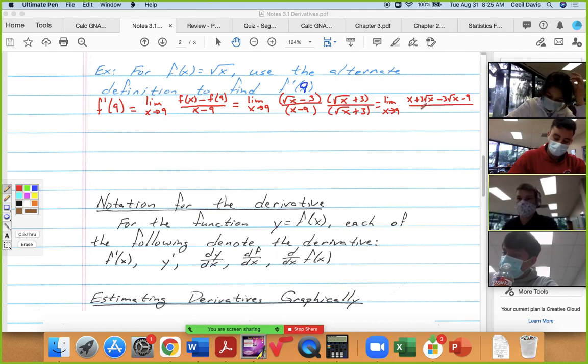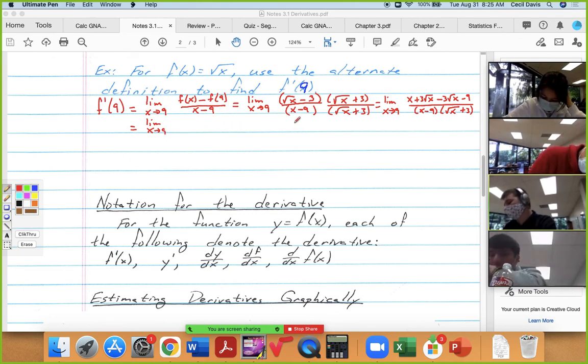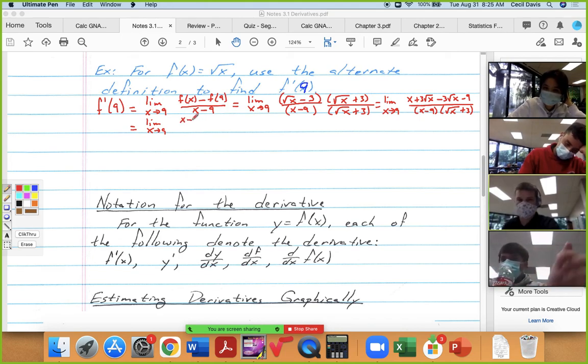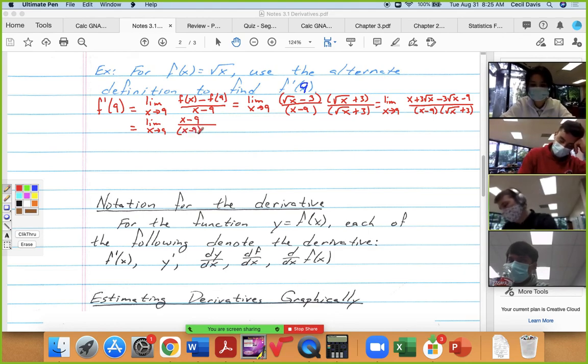In the denominator, I am not going to distribute. We will never distribute in the denominator on these because I'm hoping to be able to cancel something out in just a second. So that's going to be the limit as x approaches 9 of, notice these middle two terms add out. So I've got x minus 9 over x minus 9 times the square root of x plus 3.